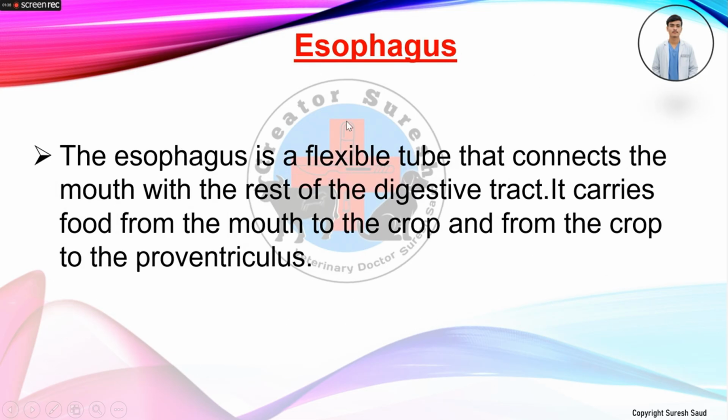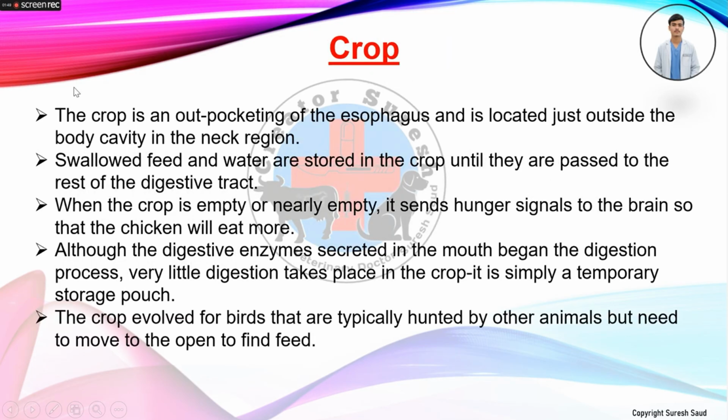Esophagus. The esophagus is a flexible tube that connects the mouth with the rest of the digestive tract. It carries food from the mouth to the crop and from the crop to the proventriculus. The crop is an out-pocketing of the esophagus and is located just outside the body cavity in the neck region. Swallowed feed and water are stored in the crop until they are passed to the rest of the digestive tract.